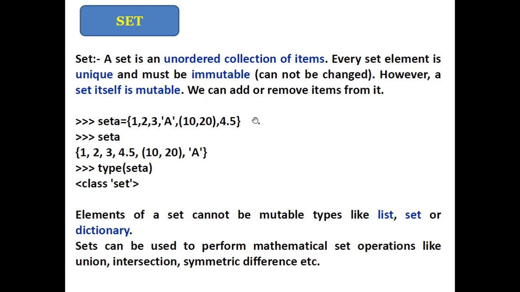In a set we can add elements and also remove elements, which was not possible in a tuple. Set A equal to this. We want to display these things and check the type, set. Elements of a set cannot be mutable types like list, set, or dictionary. Set can be used to perform mathematical set operations like union, intersection, symmetric difference, etc.